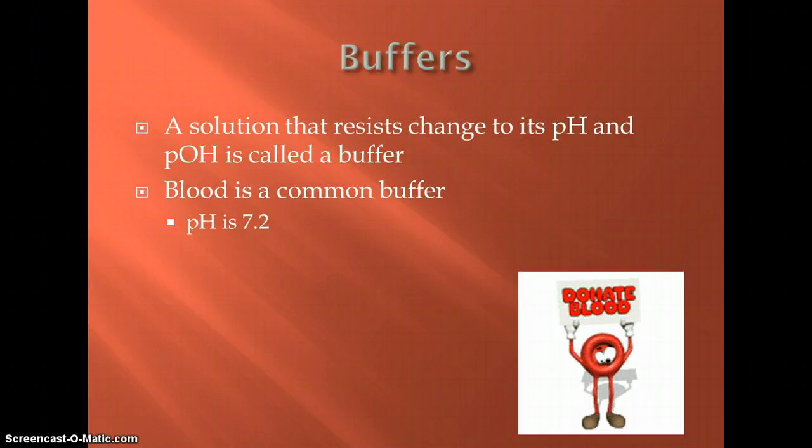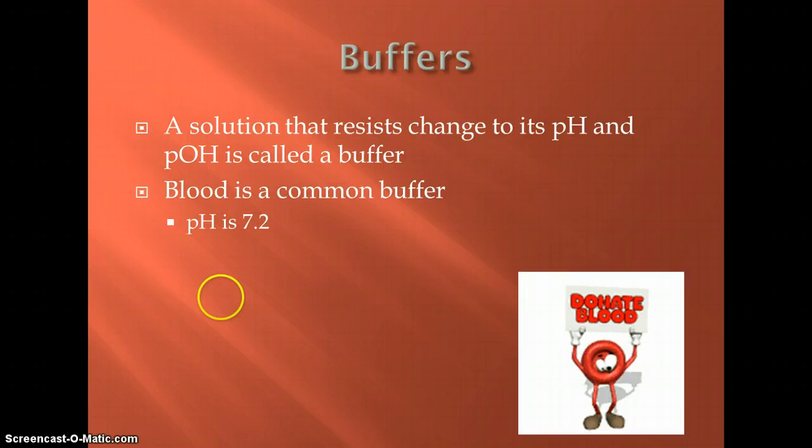What happens is if your body starts to get a little acidic, blood can counteract that by behaving like a base and neutralizing it a little bit. And if your body becomes too basic, blood can behave like an acid and neutralize that as well. Remember, we said substances that have the ability to behave both as an acid and as a base are what we call amphoteric. Okay?